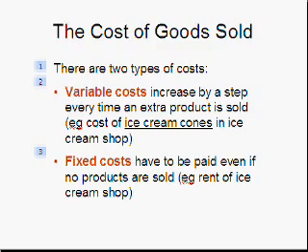For example, you have an ice cream shop. Every time there is an order of an ice cream, you use an ice cream cone for it. So the more orders there are for your ice cream, the more cones you are going to consume. That ice cream cone is considered a variable cost.